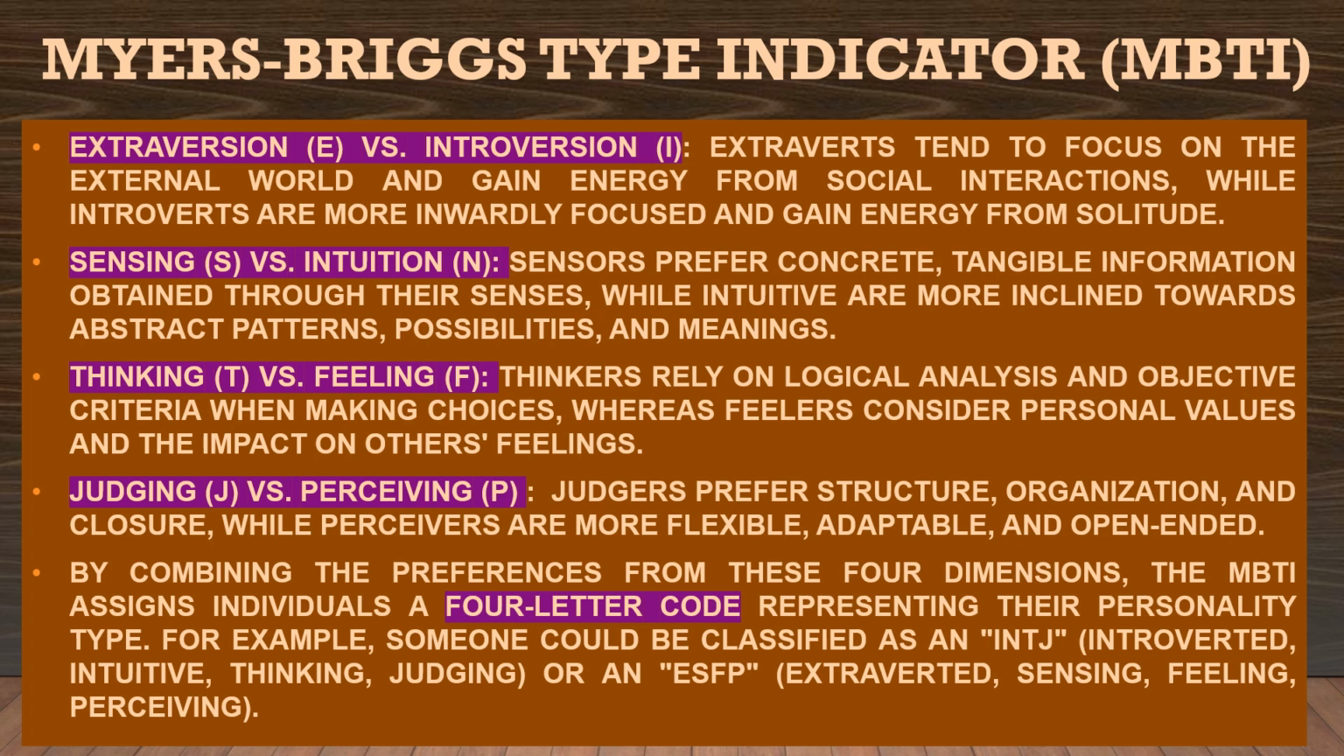By combining the preferences from these four dimensions, the MBTI, or the Myers-Briggs type indicator, assigns the individual a four-letter code representing their personality type. For example, someone could be classified as INTJ, that is introverted, intuitive, thinking and judging, or like ESFP, that is extroverted, sensing, feeling, perceiving.